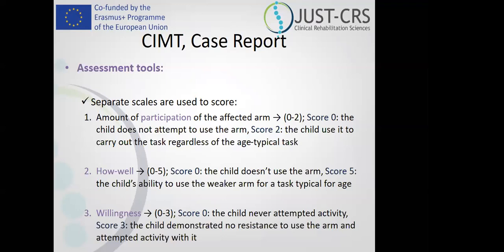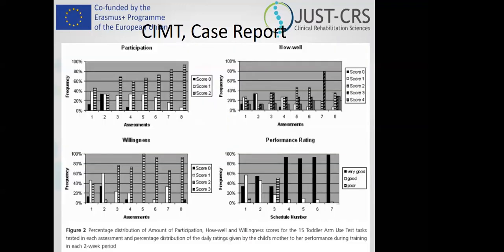Willingness is scored from 0 to 3. 0 means the child never even attempted the activity. Score 3 means the child demonstrated no resistance to using the arm and attempted the activity with it. As a result, in participation, at baseline there were similar percentages. After the 5th assessment, there were no 0 scores. In the last assessment, the child scored 2 in 93% of the tasks.